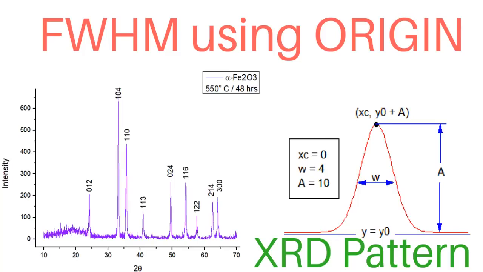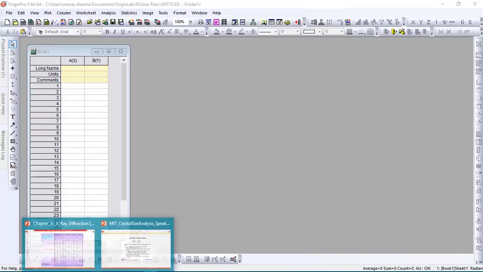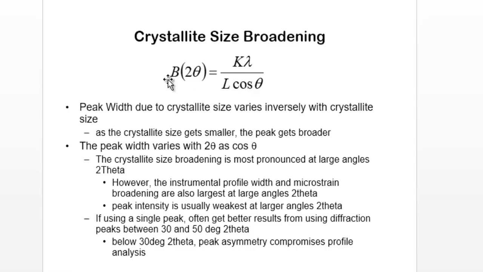So in this tutorial, I'm going to show you guys how to calculate FWHM for the various peaks in your XRD pattern. Now the FWHM is given by a formula, something like this. This is called the Scherrer formula. Here, beta is your full width at half maxima, and it is dependent on 2 theta. It is equal to k lambda by L cos theta, where L is the crystallite size. Therefore, the peak width is needed to calculate the crystallite size for your sample, and that is what I'm going to show you how to do.